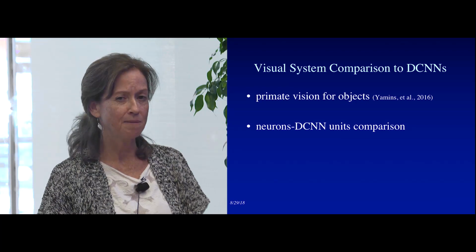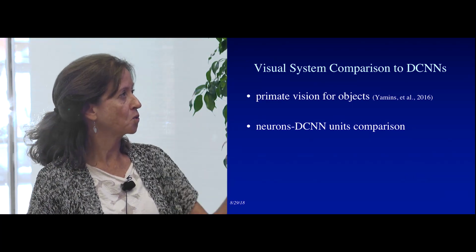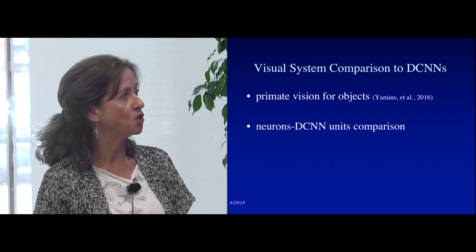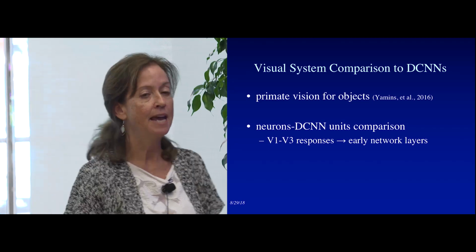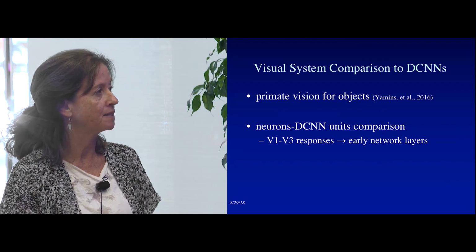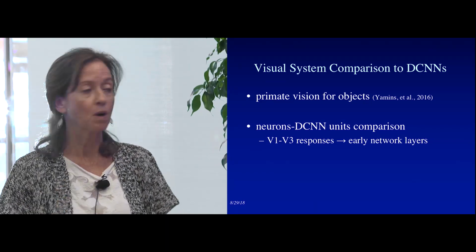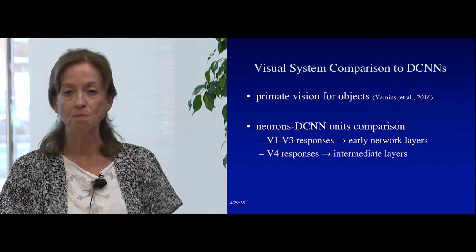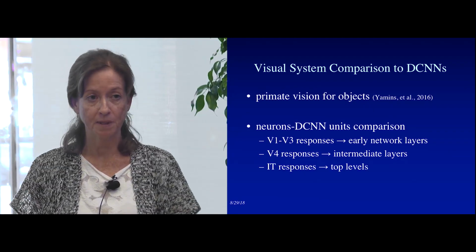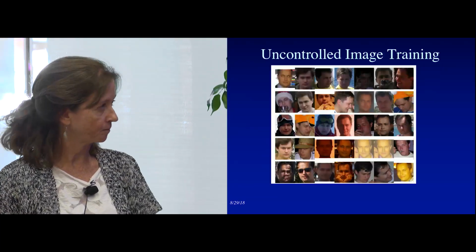Yamins et al., how do you say his name? Yamins and DiCarlo's group looked at a comparison between neurons and DCNN units for object recognition and found some nice parallels between V1 through V3 responses in early network layers, V4 responses in intermediate layers, and IT responses in top layers. This is a really good paper if you've not had a chance to look at it.